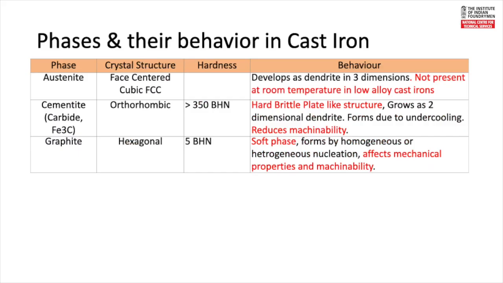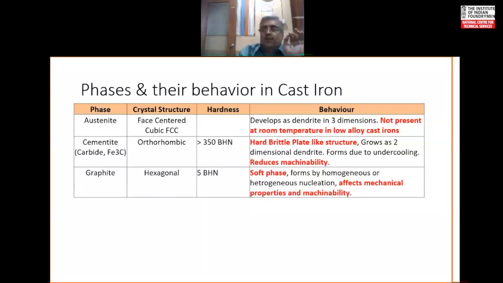Then comes cementite, which is orthorhombic, as we saw. The important point is it is extremely hard, with a hardness number greater than 350. In appearance, it is a plate-like structure which is very hard and brittle. It grows as a two-dimensional dendrite and it forms because of undercooling. What we mean by undercooling, we will see in the further slides as we move through this presentation.